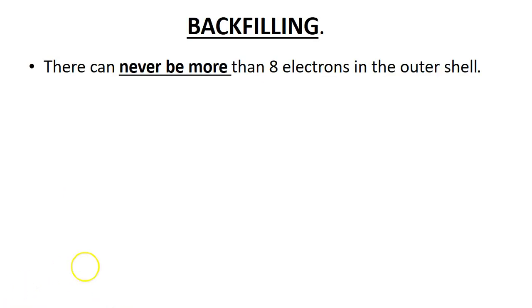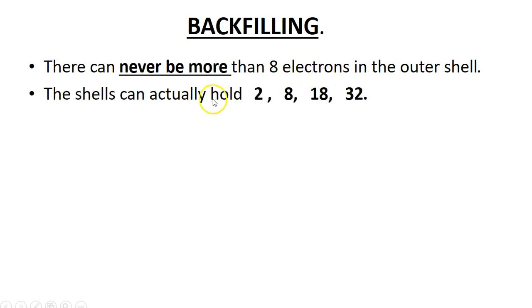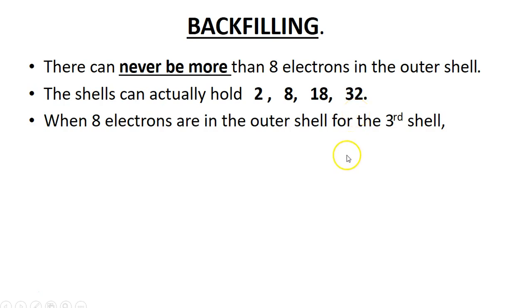So this is what I was just saying in writing. There can never be more than 8 electrons in the outer shell. The shells can actually eventually hold 2, 8, 18 and 32, but we can't put them in straight away. You can't have 32 in this outer shell. It can just eventually hold 32.